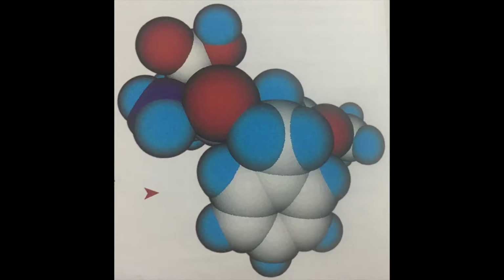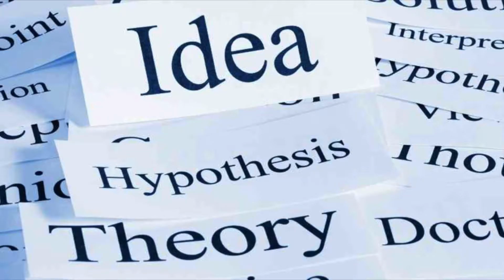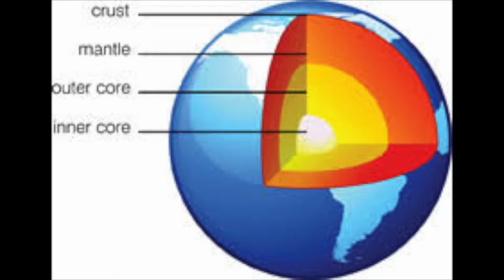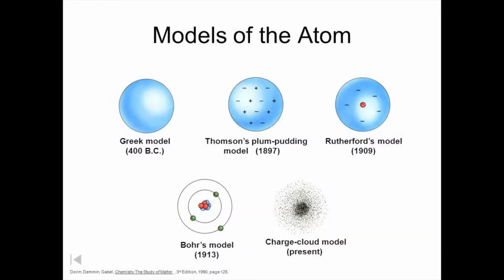In science, models are not just physical constructions. A model can be a diagram, it can be a classification system, a mental picture, a theory. In fact, a model is any means of representing a thing or a process. Models are made for things we find difficult to understand.